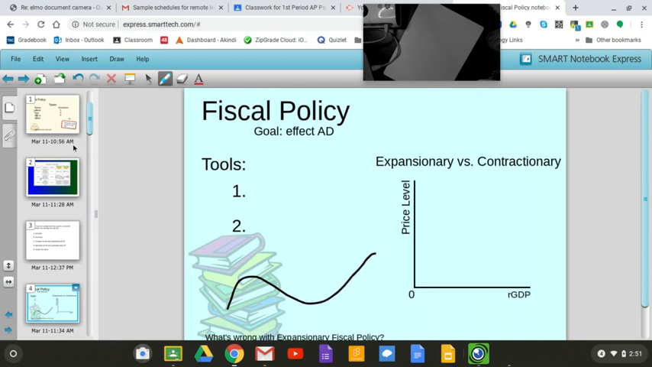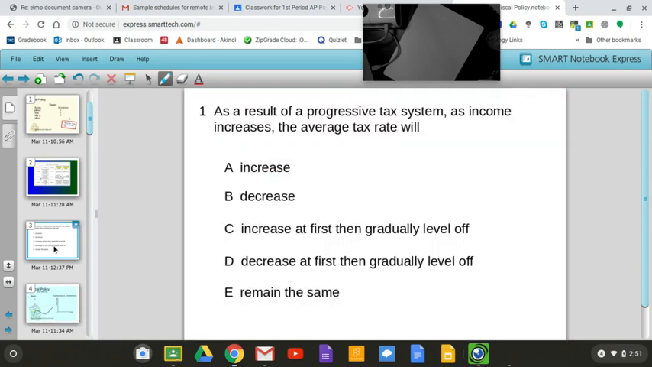So, here's a question, I guess. It says, as a result of a progressive tax system, as incomes increase, the average tax rate will... if you make more, incomes increase, the average tax rate should also increase. So that question should be A.